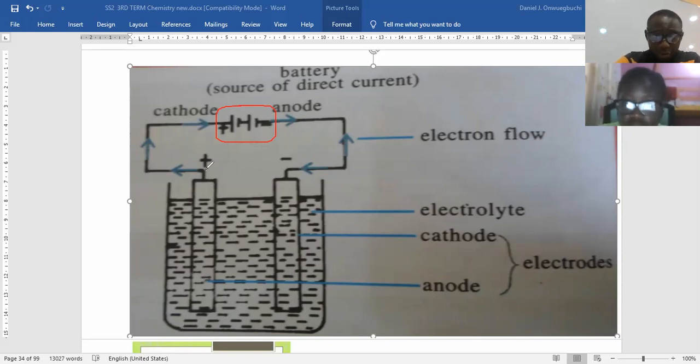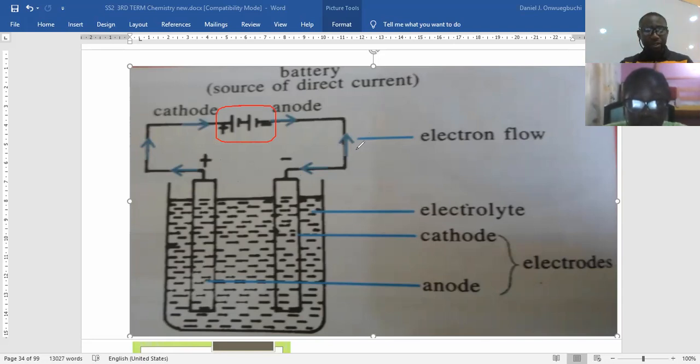Now, look at where current flows. Current flows from the anode. Look at the direction of the current from the anode here. Because I'm going to explain something very important here, this is the negative electrode and this is the positive electrode. Because this is the negative electrode, what kind of ions do you think it will attract? Positive ions.